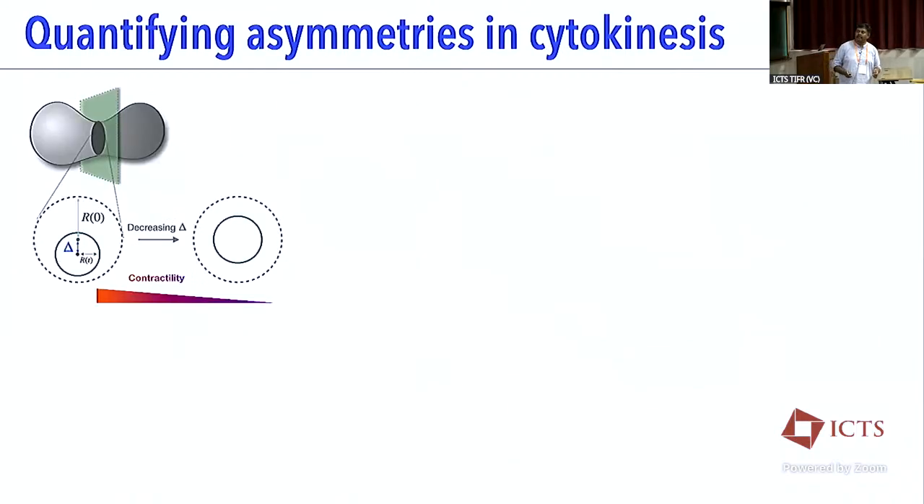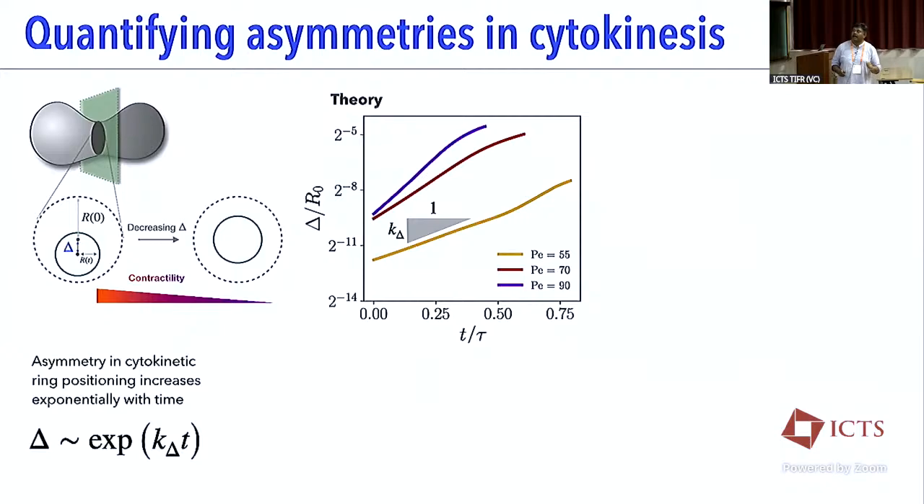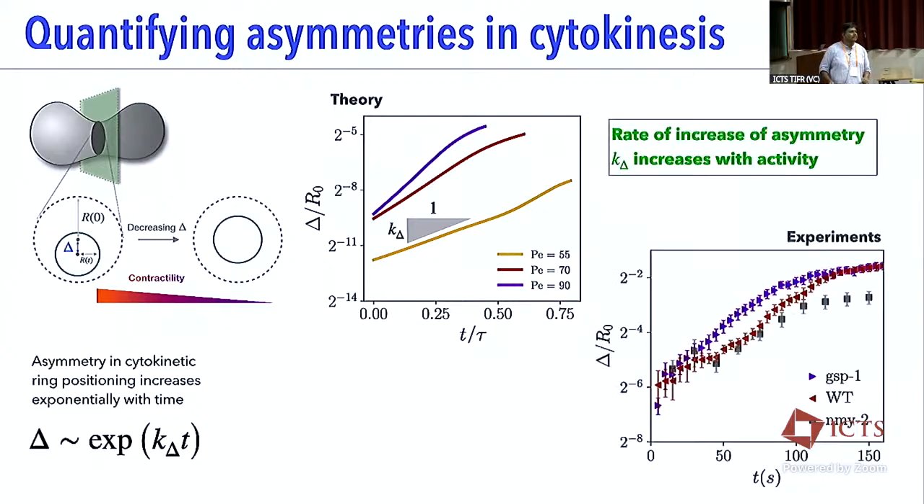But not just that, we want to do quantitative measurements. Our theory predicted that the asymmetry, which is a measure of the displacement of the ring compared to its original position, increases exponentially with time. We found that true in the experiments as well. There's also a rate constant, k delta, associated with the exponential increase. We can do the same measurements in the experiment as well and ask the same question. Is there a relationship between the geometry, the radius constriction, and the asymmetry increase?